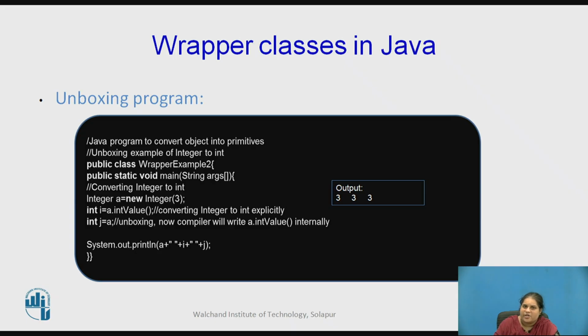So int j = a, and we display all of these a, i and j. All these three have the value 3 3 3. We are just converting the wrapper value into its primitive data type form.